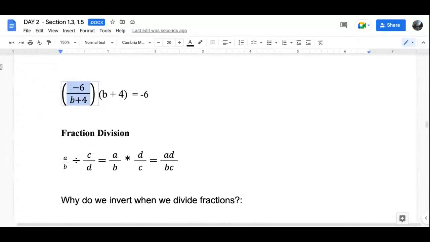Let's see this one. We have a fraction, negative 6 divided by b plus 4, multiplied by b plus 4. Now we recognize the relationship is a multiplication. We have negative times positive. We must get a negative value. And then we see this b plus 4 binomial is a numerator. This b plus 4 is in the denominator. So those two are common factors.